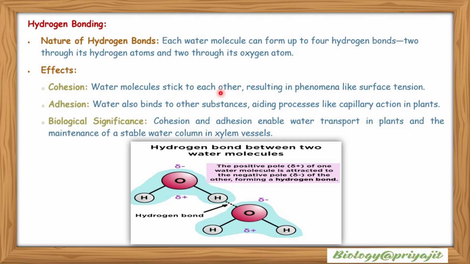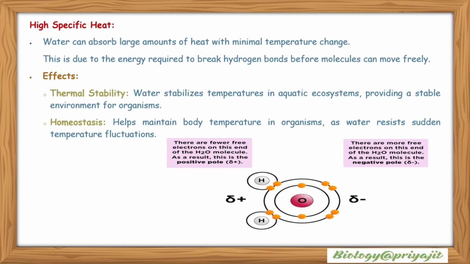Biological significance: both cohesion and adhesion enable water transport in plants and the maintenance of a stable water column in xylem vessels. High specific heat: water can absorb large amounts of heat with minimal temperature change. This is due to the energy required to break hydrogen bonds before molecules can move freely. Effects, thermal stability: water stabilizes temperature in aquatic ecosystems, providing a stable environment for organisms. It helps maintain body temperature in organisms as water resists sudden temperature fluctuations.